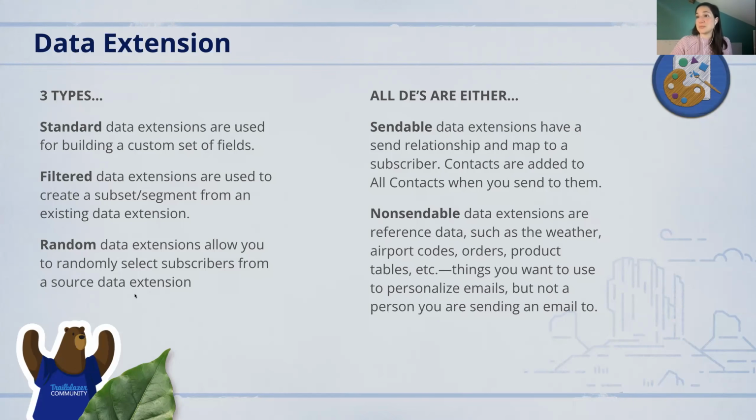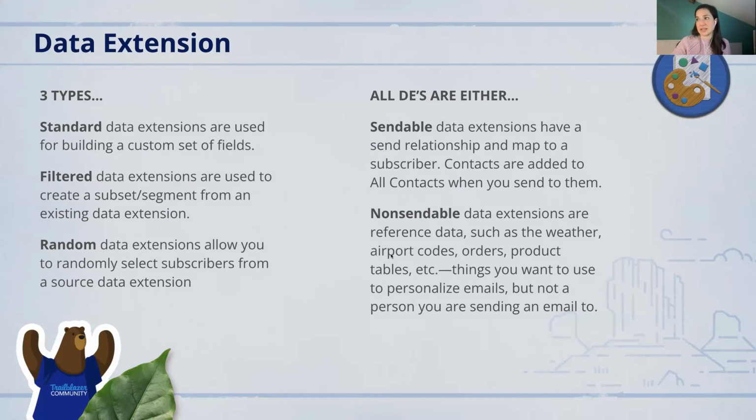So your random data extensions, by the way, you can segment those off either by selecting a percentage of the total data extension or by a certain number. So all of our data extensions are going to be either sendable or non-sendable, and there is a third option here that's going to be testable.